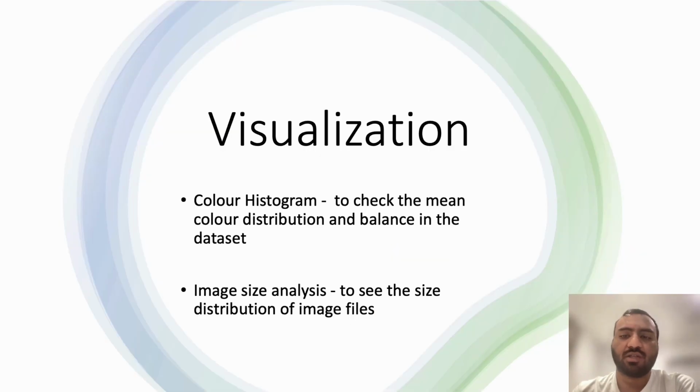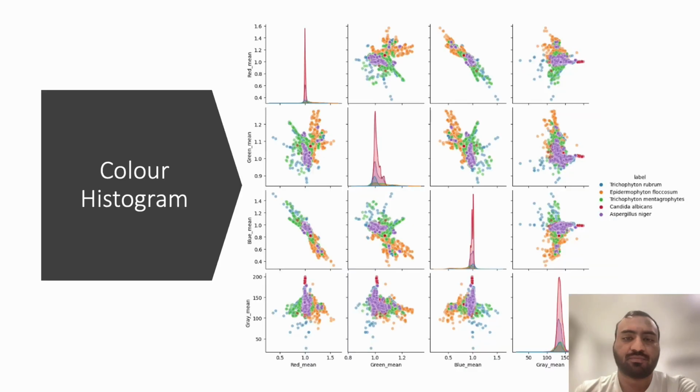We analyze the image using the pair plot of color histogram to check the mean color distribution and check whether the dataset is balanced or not. We also analyze the image size to ensure that all images are of comparable quality and the size is able to produce results in a respectable amount of time. From the pair plot, we can observe that the two fungi, namely Candida albicans and Aspergillus niger, have higher color mean than others, hinting that the dataset might not be balanced.